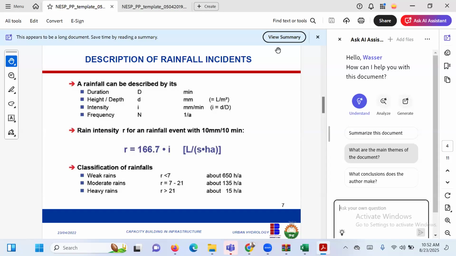The fourth parameter and the final one is the frequency. The frequency of the rain. When you do design for stormwater, you must ask yourself, what is the design period, the return period? That return period, in essence, is what we call the frequency. The return period can be 1 year, can be 2 years, can be 5 years, can be 25 years, can be 50 years.